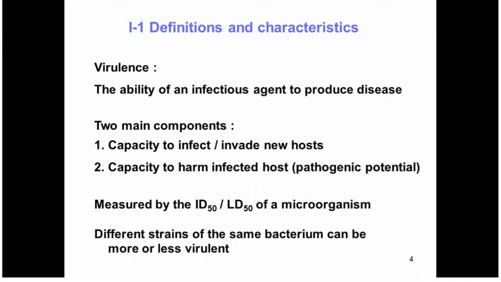So commensal bacteria, all right? These will have a very, very low ID50 because they can easily colonize a human being, but their LD50 will be very, very high because they are harmless. So they've basically got capacity 1, okay? They can infect and invade new hosts, but they won't hurt us.